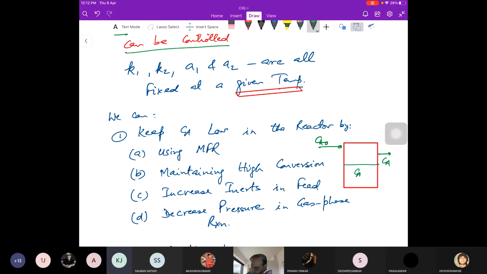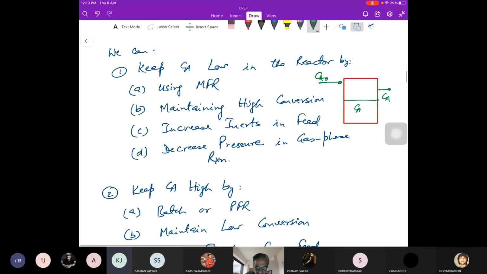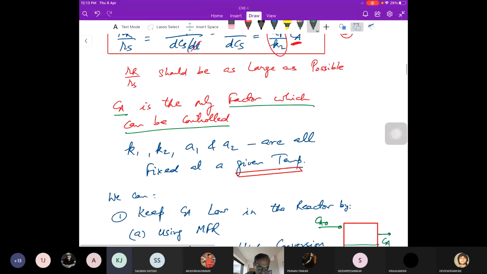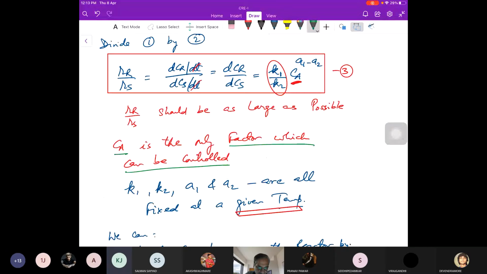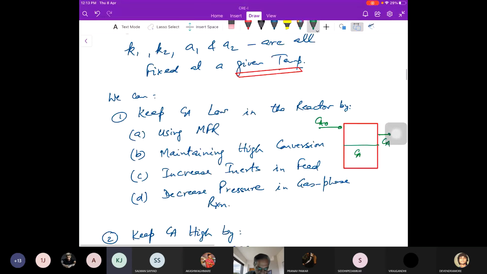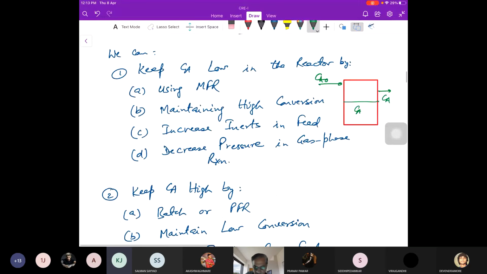We saw this. In a mixed flow reactor, the concentration immediately drops from Ca naught to Ca, which is the final concentration. So if I want to have Ca low, I can do it by using a mixed flow reactor. We'll see in which cases we should have low Ca and which cases high Ca, but right now we are seeing how to maintain a certain concentration of A in the reactor.